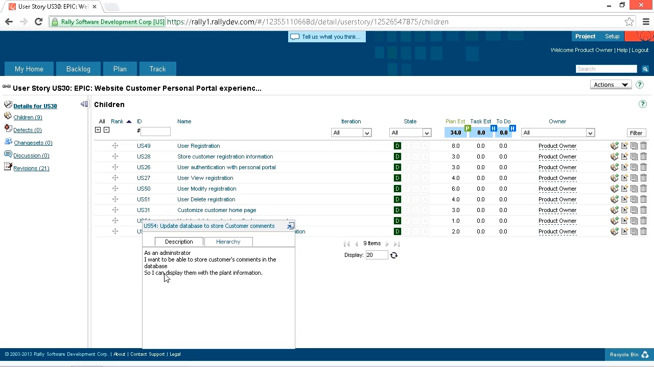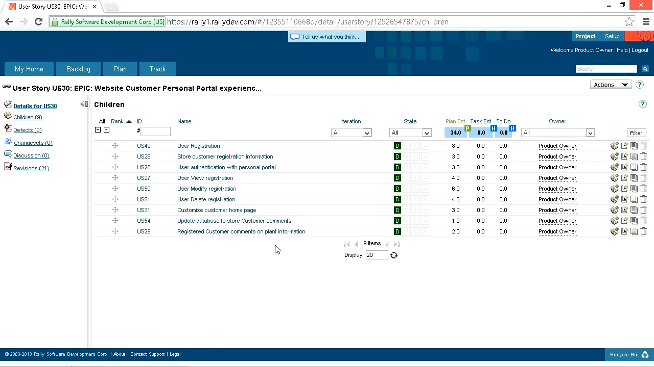However, this does not deliver value to the user. This is just a slice of the infrastructure. So this is a non-valued dependency. We can't deliver registering customer comments until we've delivered US 54, but doing US 54 is giving us no value. The same thing is happening up here in US 28 and 26.